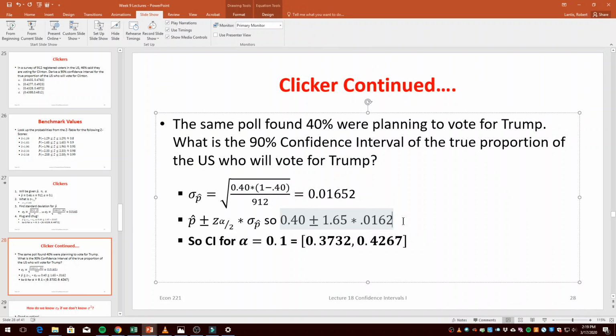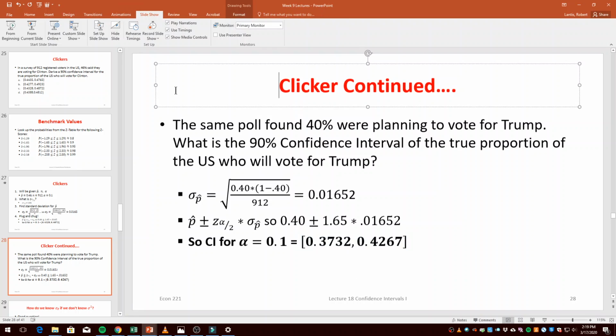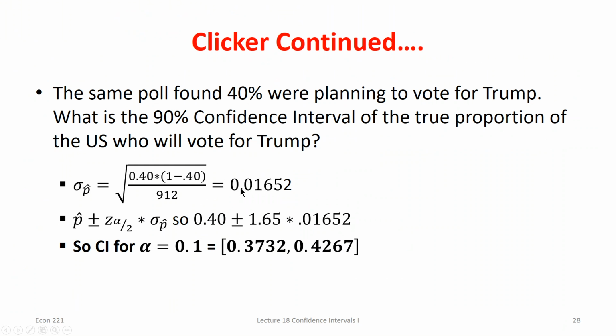is 5.2. Okay. So for Trump, we could do the exact same thing, but now we found that the same poll said only 40% of people were going to vote for him, so our sample proportion is 0.4. We still had 912 people in the sample, so we plug everything in, and we get our lower and upper bound.